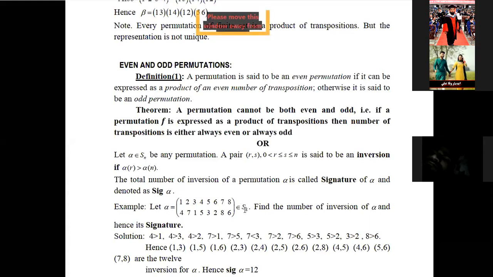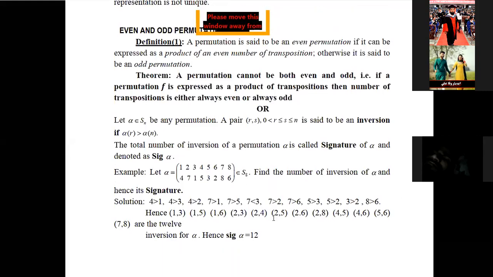This is a permutation in a set. Find the number of inversions of alpha and hence find the signature. This is very interesting. Okay, in the first step we write x in increasing order: 1 2 3 4 5 6 7 8.